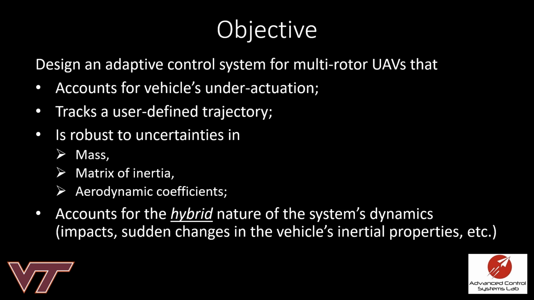The objective is to design an adaptive control system for multi-rotor UAVs that accounts for vehicle underactuation, tracks a user-defined trajectory, is robust to uncertainties deriving from mass, matrix of inertia, and aerodynamic coefficients, and accounts for the hybrid nature of the system dynamics, such as impacts or sudden changes in the vehicle's inertial properties, etc.